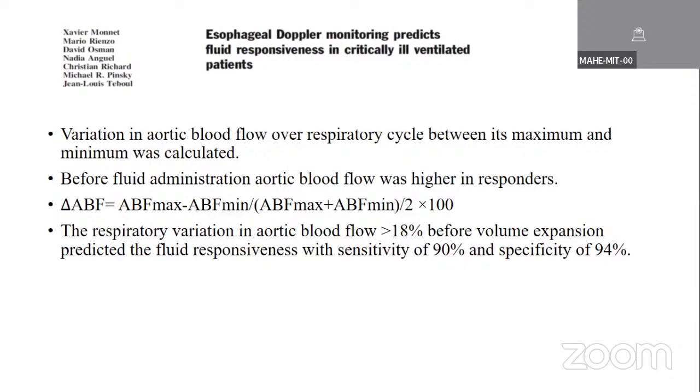If the respiratory variation in the aortic blood flow is more than 18% before the volume expansion, that means we can give fluid. He can be fluid responsive, and the sensitivity is 90% and specificity is 94%.